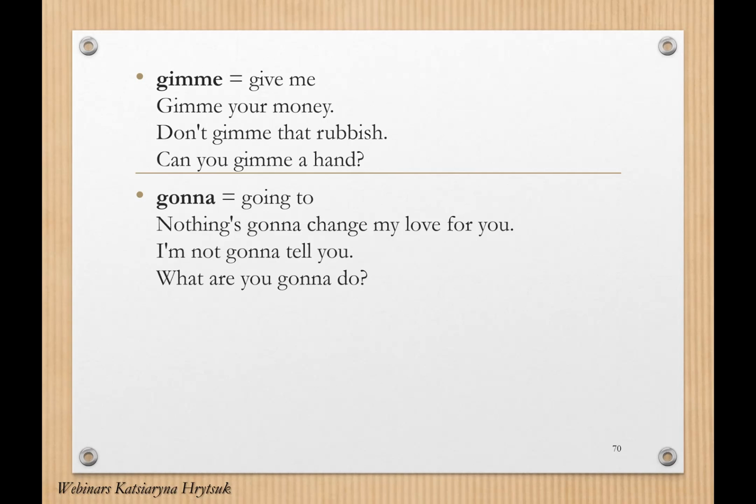Lera, gonna, going to. Nothing gonna change my love for you. I'm not gonna tell you.